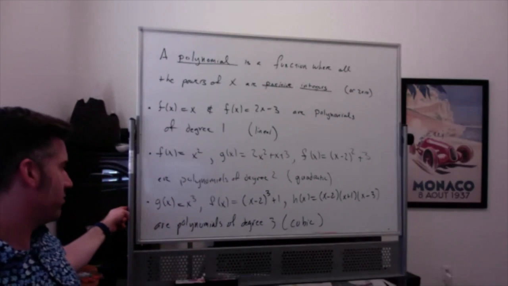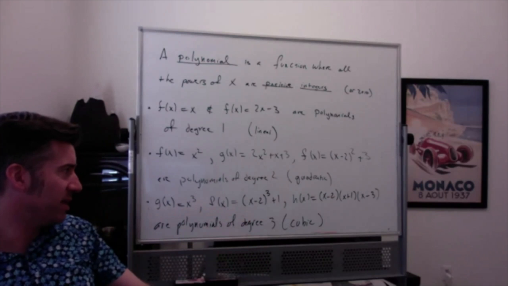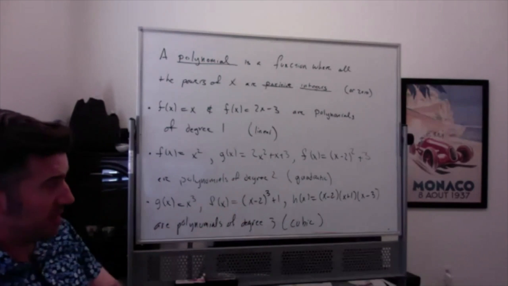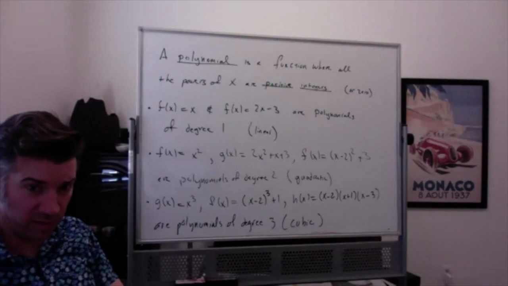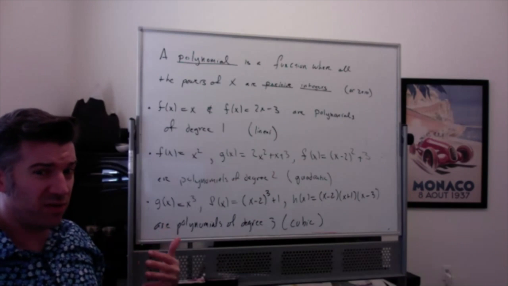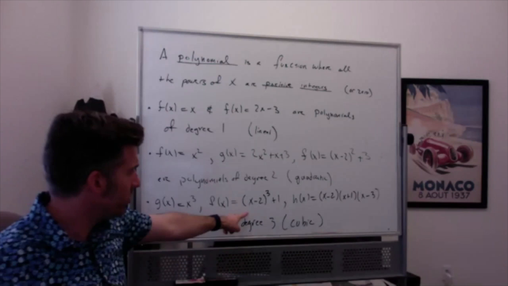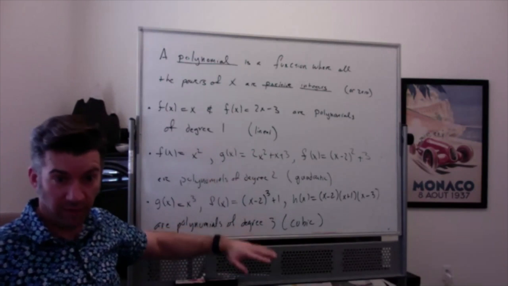And thirdly, g of x equal to x cubed, f of x equal to (x minus 2) cubed plus 1, and h of x equal to (x minus 2) times (x plus 1) times (x minus 3). Those are all polynomials of degree 3, which we often call cubic polynomials. And again, they're polynomials of degree 3 because the highest power of x is 3, even though it might not look like it, right? If you multiply this out, you're going to get x cubed plus some lower powers of x.